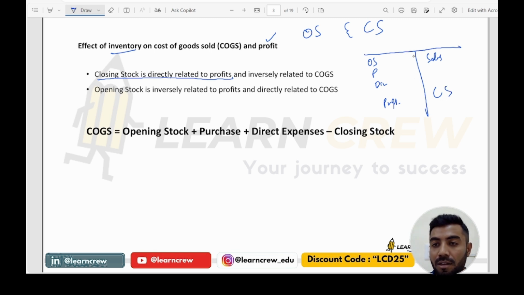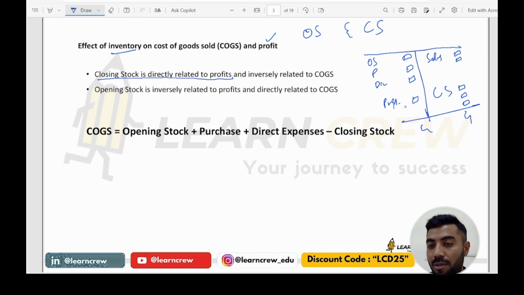Say, for example, imagine just volume wise. Say this has four quantities: one, two, three, four. So this side also, sales is having two quantities. Say closing stock is having two quantities. Both have to be equal, four and four. So what happens when the closing stock increases? When the closing stock increases, which means here, say one more box is added.